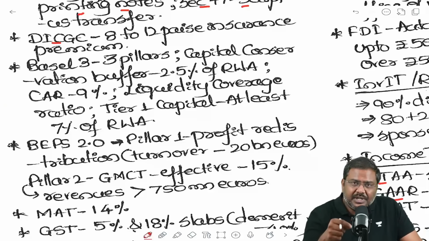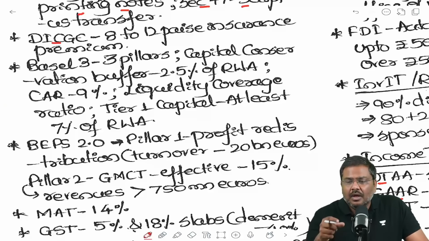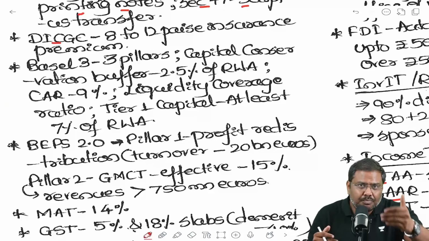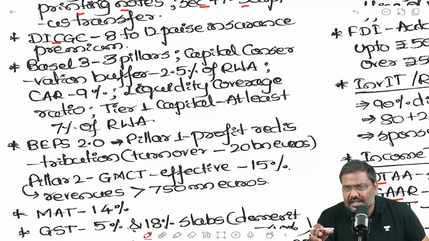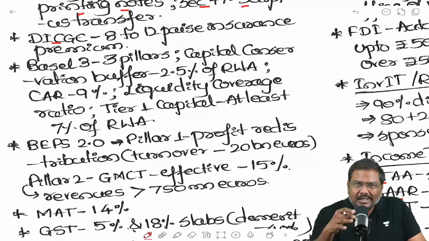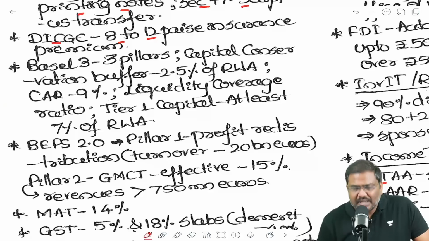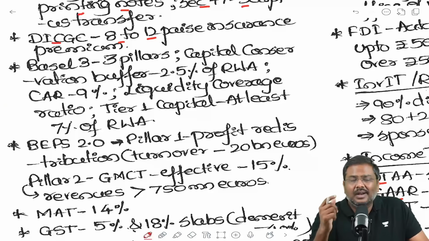DICGC, it is a subsidiary of the Reserve Bank of India. Very recently, the Reserve Bank of India has changed the amount of insurance premium that the banks are supposed to pay to the DICGC to get the deposit insurance. Until recently, it was a flat rate of 12 paise. Now, risk-based premium has been introduced. The range is from 8 paise to 12 paise for every 100 rupees worth of deposit.